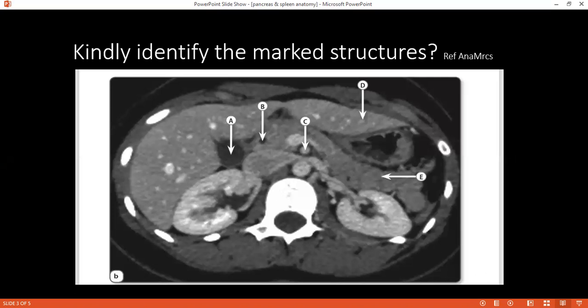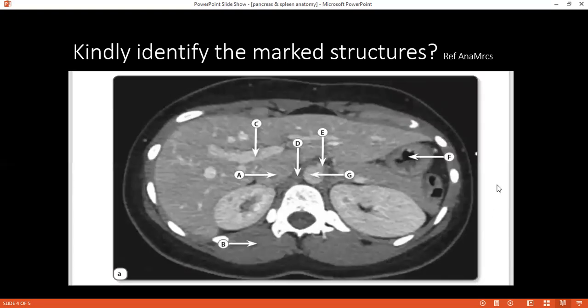Before we go on, can you please identify these structures? What is this that you're looking at? This is a CT scan of the upper abdomen. Identify A: this is the inferior vena cava. B, erector spinae muscle. C, portal vein. D, right crus of diaphragm. E, superior mesenteric artery. F, fundus of the stomach, and G, abdominal aorta.